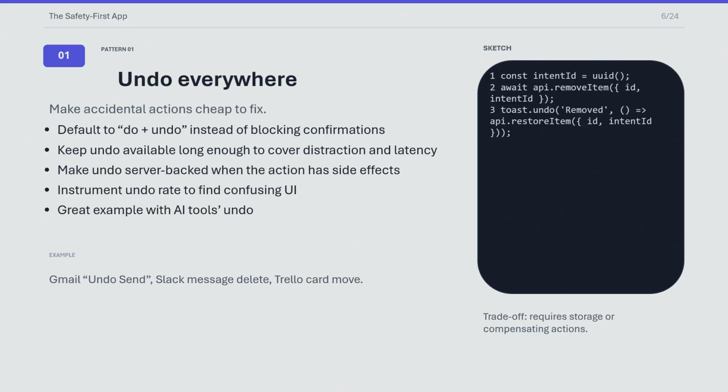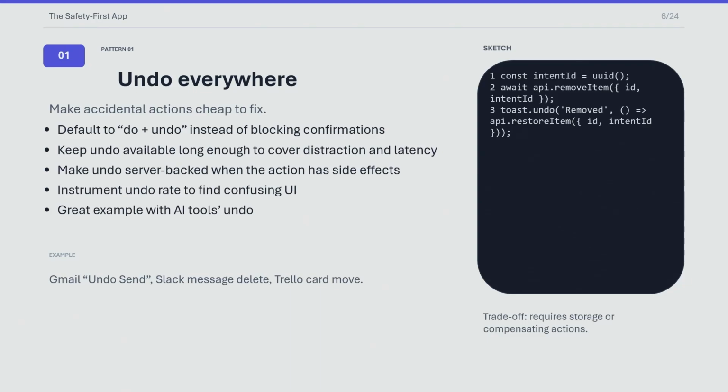We need to keep undo available long enough to cover distraction and potential latency. It's very common to be distracted, or to have latency that only allows users to see the undo button for a very short period of time before they lose the capability of undoing. If you've seen a lot of interfaces, you've probably seen that some have an undo button with a loading duration, a specific window in which you can undo before it's completely permanent.